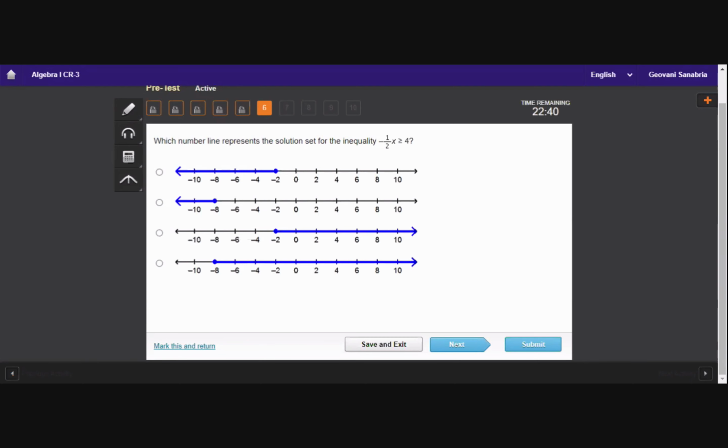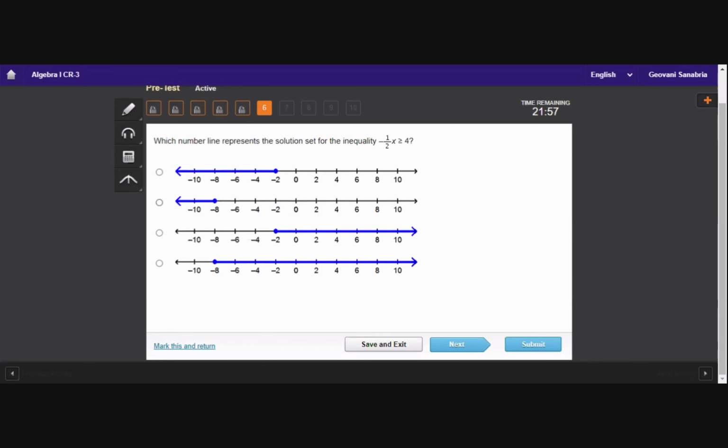So which line corresponds to that? The Pac-Man's eating the 8. So would it be the first one? No. Well, no, because what's the last one then? The Pac-Man's eating the negative 8. Yeah, it's negative 8. So if the Pac-Man's eating the negative 8, that means negative 8 is bigger than all the x values, right? Yeah.